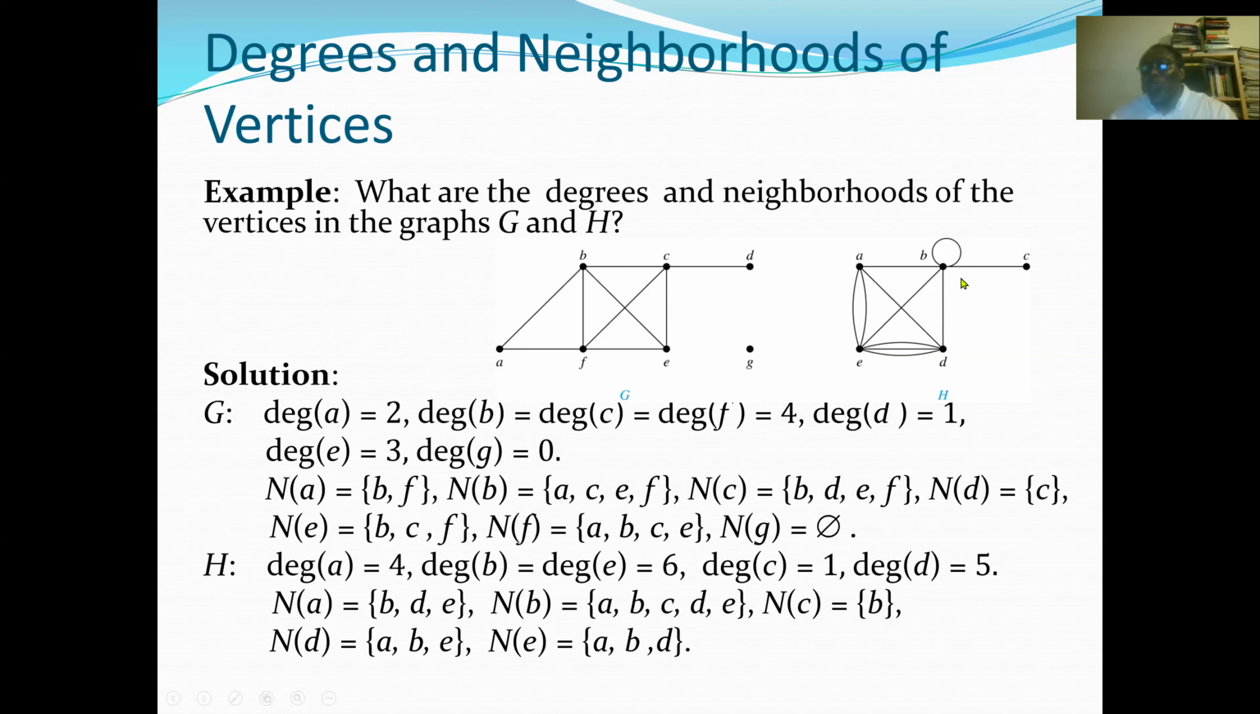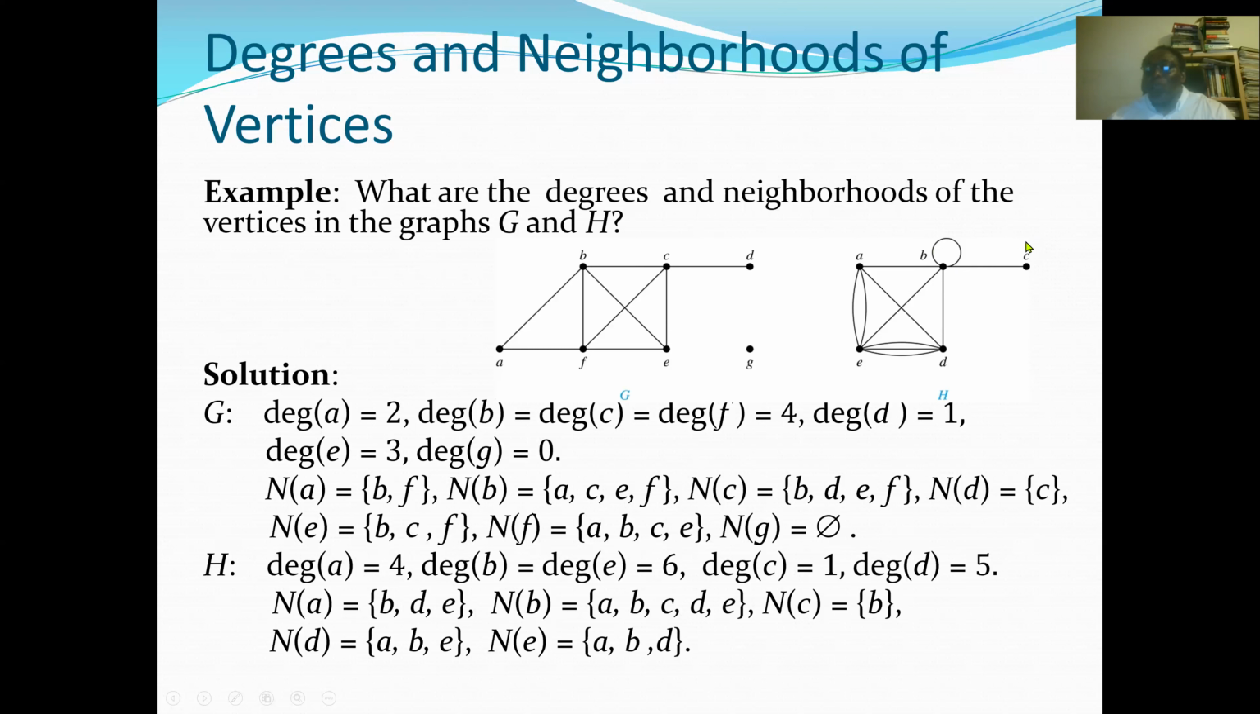Now, neighborhood of B, we get C, A, and D. So neighborhood of B will be A, B, C, D, E. I missed one. Oh, to my right. So we have B, C, A, D, and E. And since it's a loop, we have B by itself also. So that's why you have A, B, C, D, E.